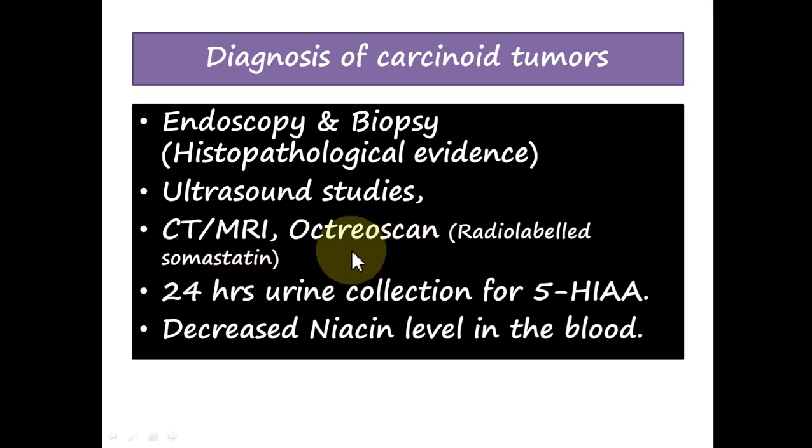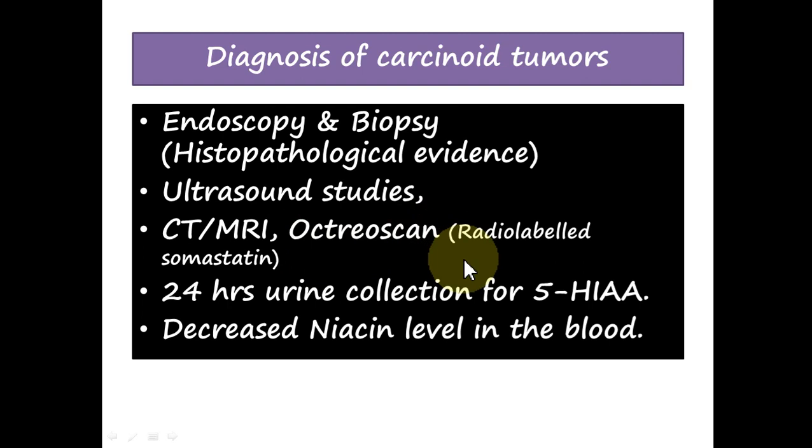into the patient, this radio-labeled somatostatin will go and bind to the receptors on the neuroendocrine cells, and then through the octreo scan we can make images, and we can see the presence of the radio-labeled somatostatin on the neuroendocrine cells through this imaging technique.